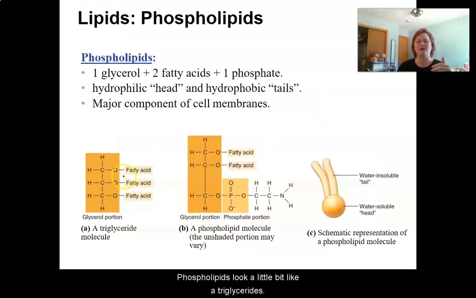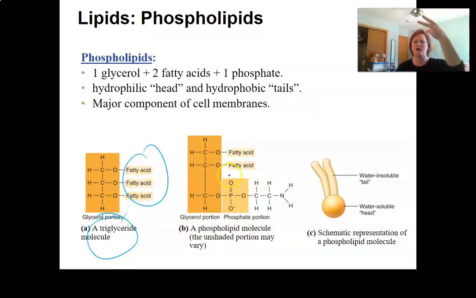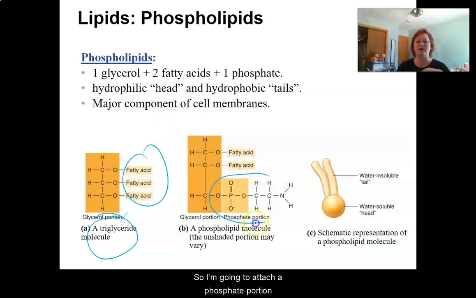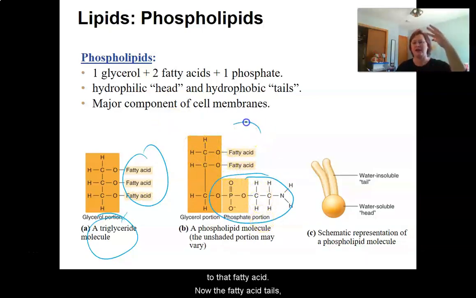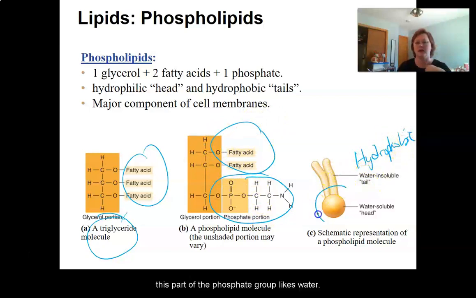Phospholipids look a little bit like a triglyceride. So here's a triglyceride, right? So there's my fatty acids, my three fingers sticking out. What if I take one of those away? So now I take away a fatty acid. This third carbon down here is going to be unhappy. So I'm going to attach a phosphate portion to that. Now, the fatty acid tails, they still don't like water. So these are hydrophobic still. But this part, the phosphate group, likes water. So it's hydrophilic.